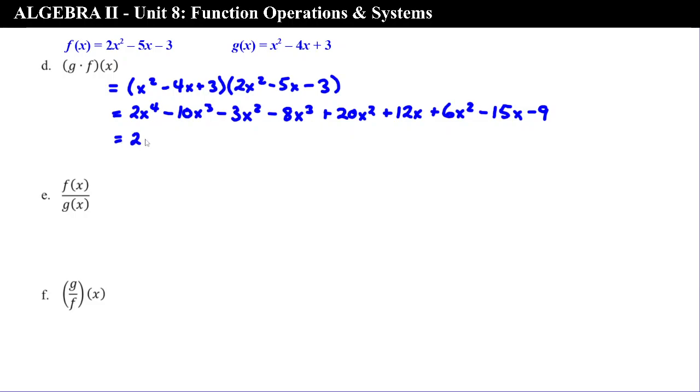2x to the fourth stands alone. Everything with the x to the third: we got negative 10x to the third, and we got negative 8x to the third. So that's going to give us negative 18x to the third.